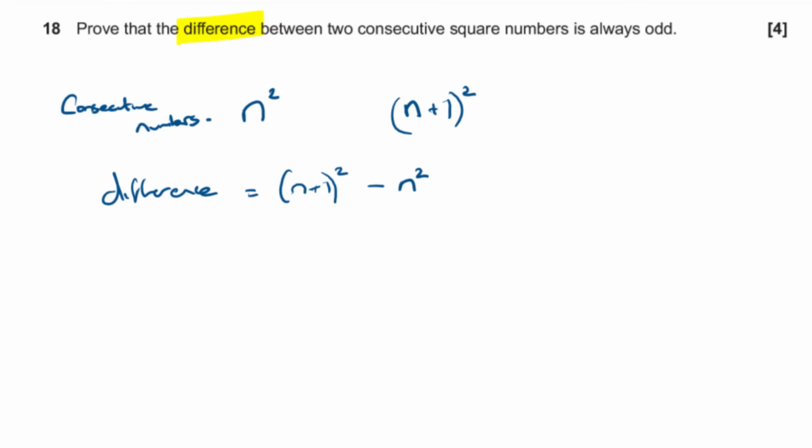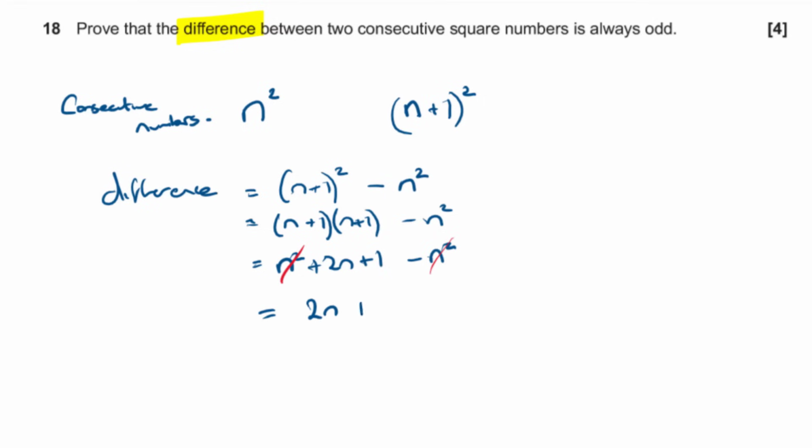Okay. Now let's have a look at that bracket. If I square something, I'm timesing it by itself, aren't I? So that's n plus 1, n plus 1. And then doing FOIL on that bracket, n times n, n squared. 1 times n is n, twice makes 2n. And 1 times 1 is 1. Okay, so that gives me n squared plus 2n plus 1. And then I've got that minus n squared from there. So those n squared terms are going to cancel out, and that is going to leave me with 2n plus 1. So the difference is 2n plus 1.